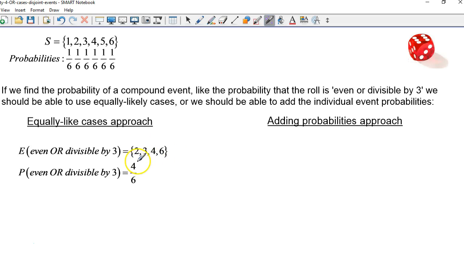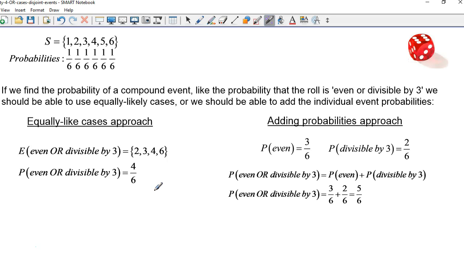So that means the event space has 4 outcomes, and the probability of even or divisible by 3 is 4/6. And we're pretty confident, because we built that by hand, scrutinizing every individual outcome, that that's the true probability of even or divisible by 3. It's 4 out of 6. Okay, but if I took the adding probabilities approach, we know that the probability of an even roll is 3/6, and the probability that the number is divisible by 3 is 2/6. And we found with the other case, we think we should just be able to add these probabilities, right?